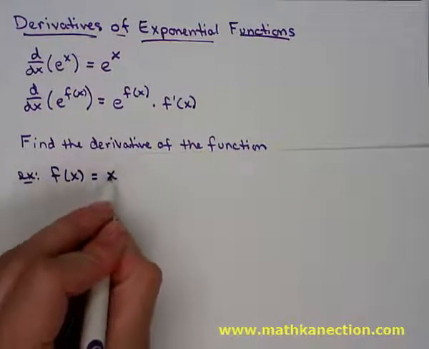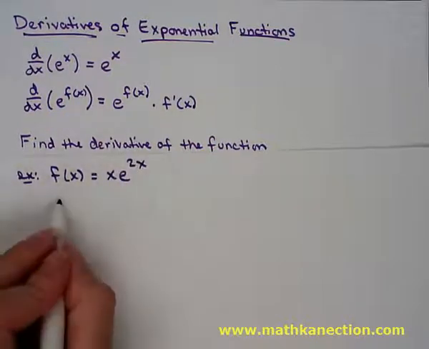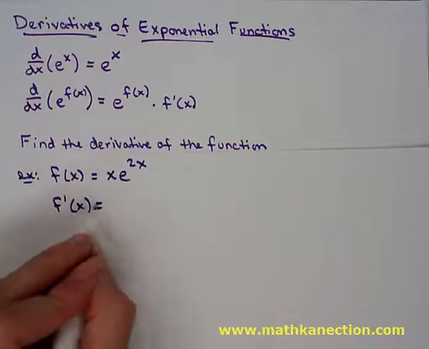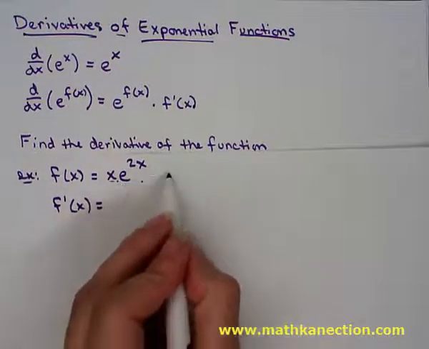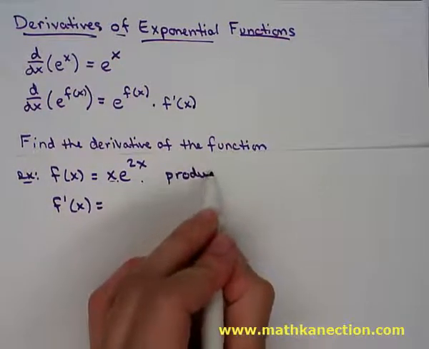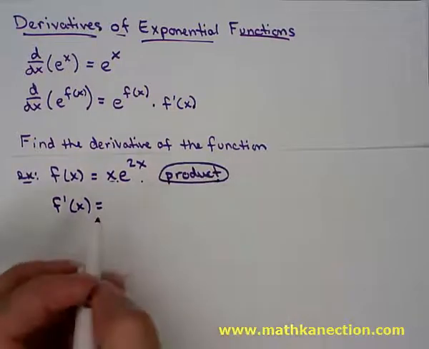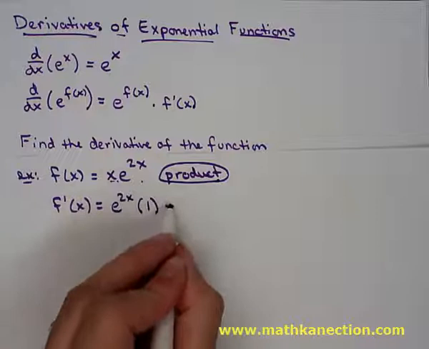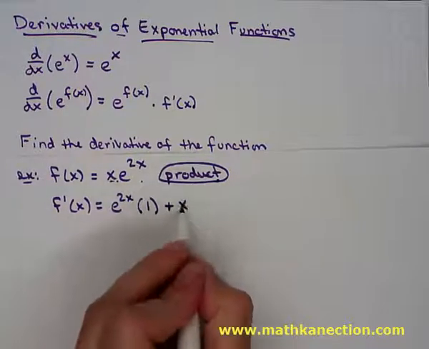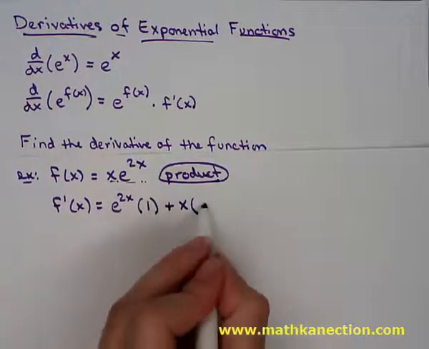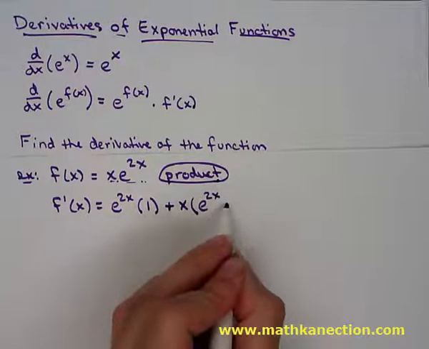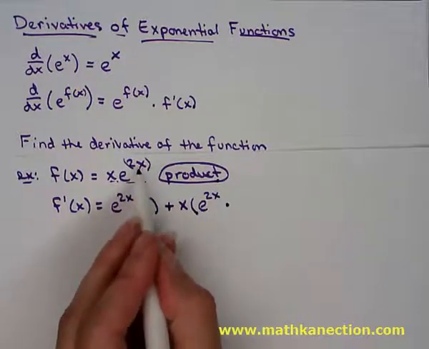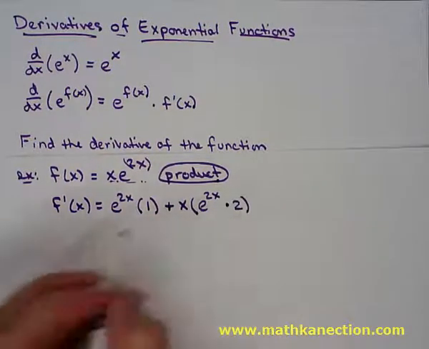For the next example, we have f of x is equal to x e to the 2x. You see x in two different places being multiplied, so we have two functions being multiplied together. So we're going to do a product rule where x is the first function and e to the 2x is the second one. Take your g, which is e to the 2x, times your f prime, which is 1, plus your f, which is x, multiplied by your g prime, e to the 2x, times the derivative of that inside function of 2x, so multiplied by 2.